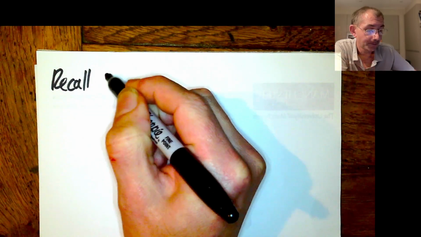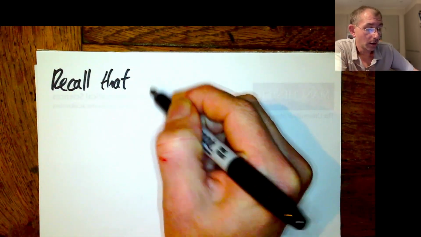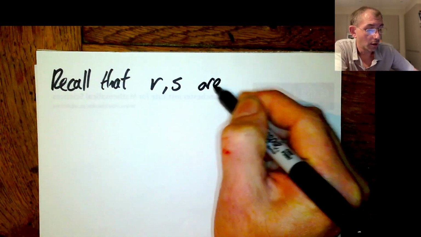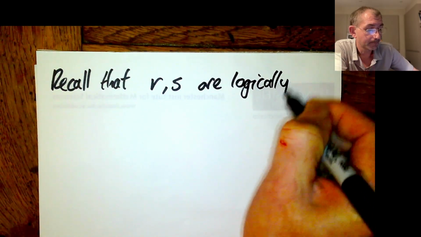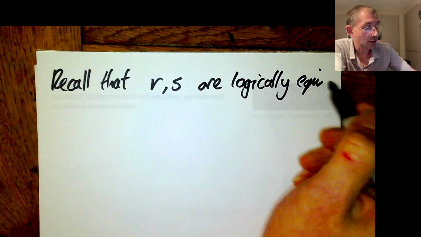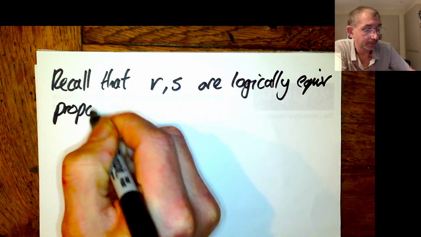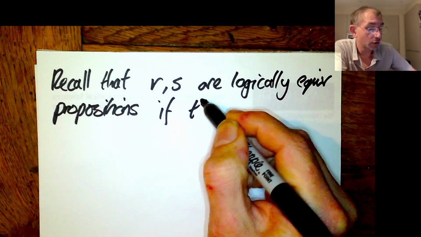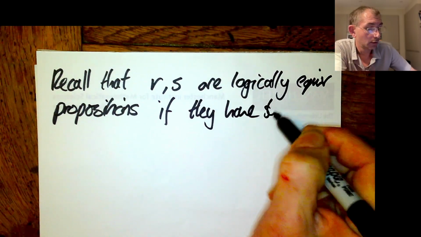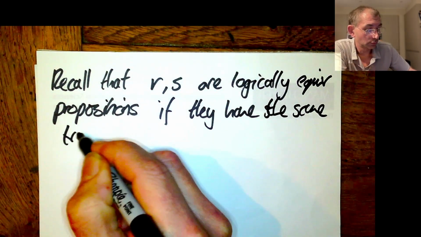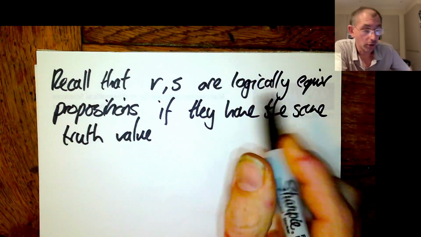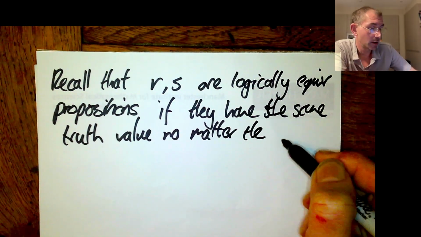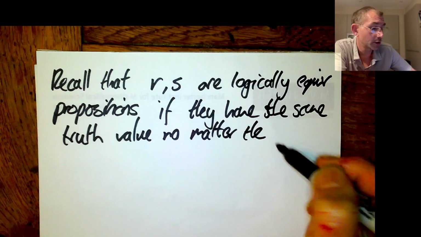So recall that two propositions, and we'll call them R and S, are logically equivalent propositions if they have the same truth value, no matter what the input. So no matter the truth value of any propositions they might depend on.